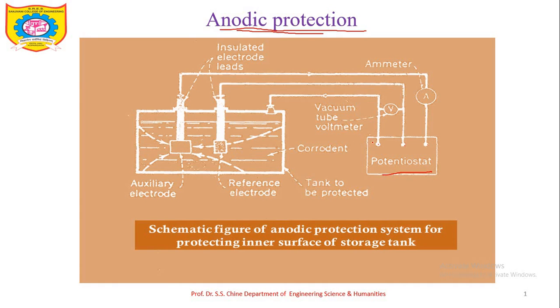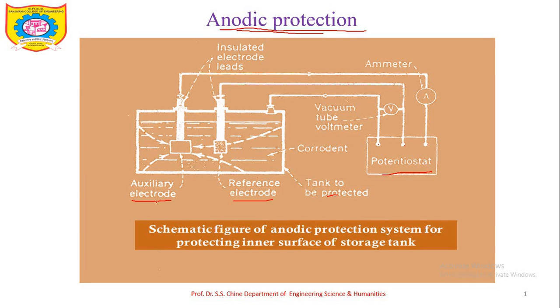So which are that? First one, that is connected to the tank to be protected. Then second terminal is connected to the reference electrode, and third terminal is connected to the auxiliary electrode or auxiliary cathode. So metal tank is the structure to be protected, and that is acting as an anode. Then another is auxiliary electrode or cathode, that is made up of platinum, and third is connected to the reference electrode, which is calomel electrode.